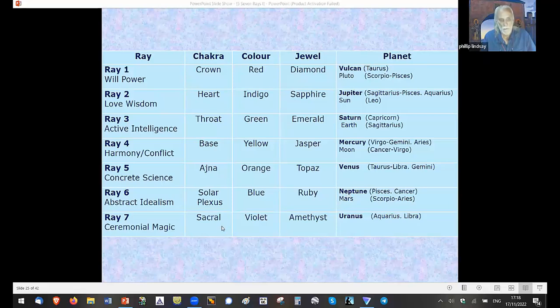Ray 7, sacral center. And it's interesting to note that Uranus, the ruler of the seventh ray, also rules the sacral center, the sexual chakra. Hence one of the shadows of the seventh ray being sex magic. We have violet or amethyst as the color, and of course Uranus, the ruler.